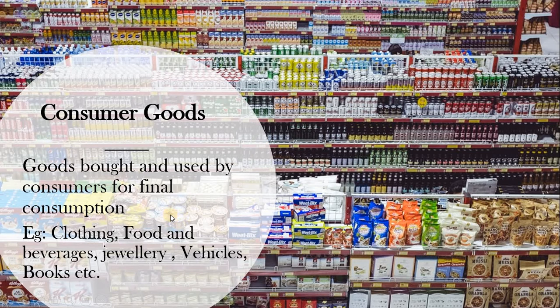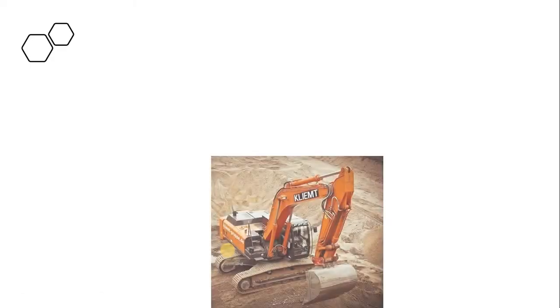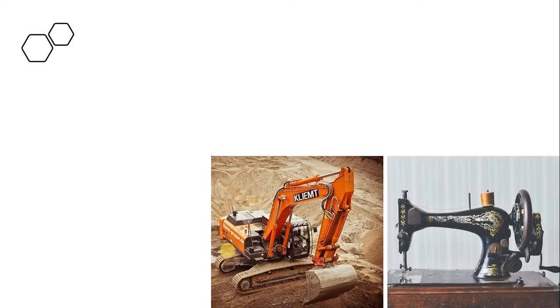Not only household, it is used even in organizations also. So for example vehicles are used to transport people from one place to another, etc. So they're all classified under consumer goods. Now the second type is called capital goods.